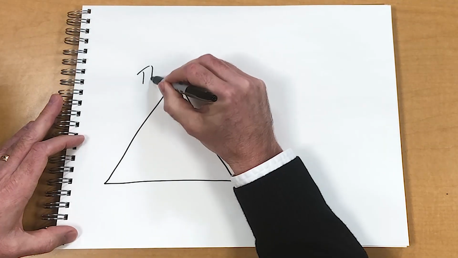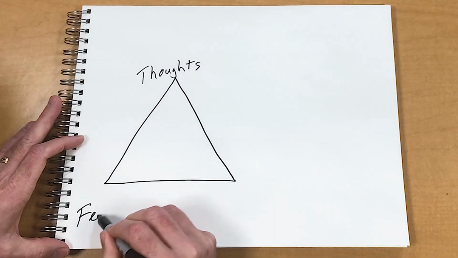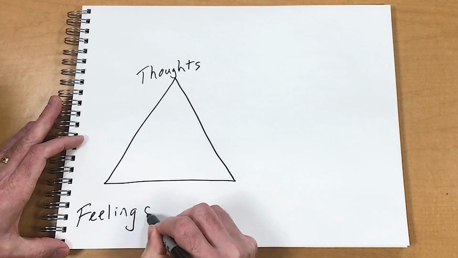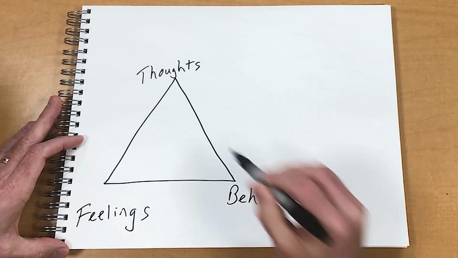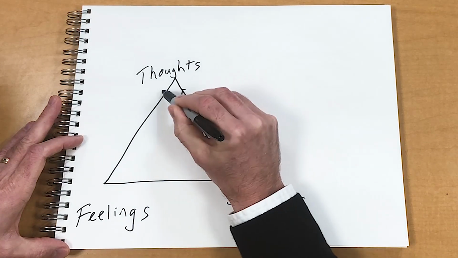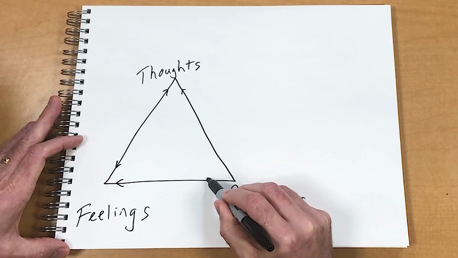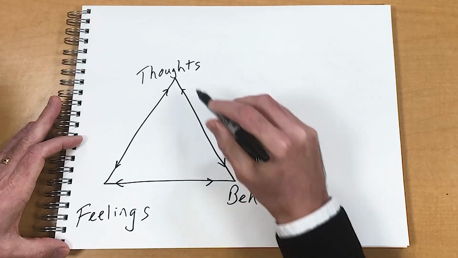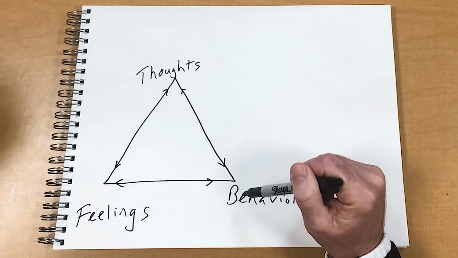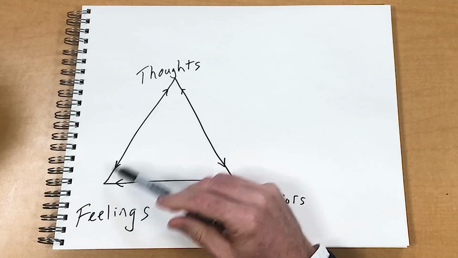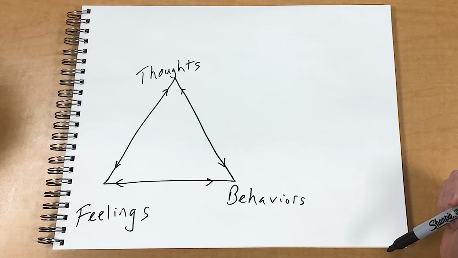So we have thoughts, feelings, and behaviors. And if you'll notice, each side has dual directional arrows on it. In other words, my thinking affects my feelings, which affect my behaviors, which affect my feelings, which affect my thoughts. My behaviors affect the way I think, and the way I think affects my behaviors.